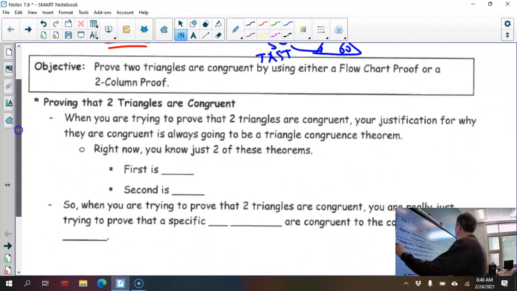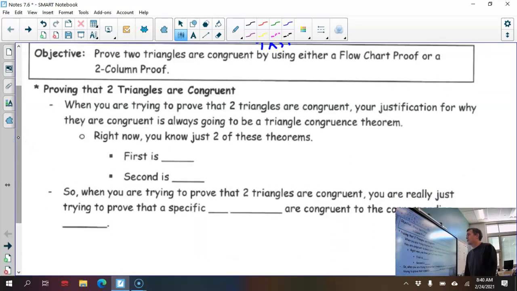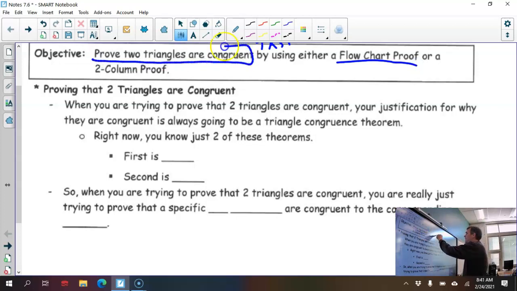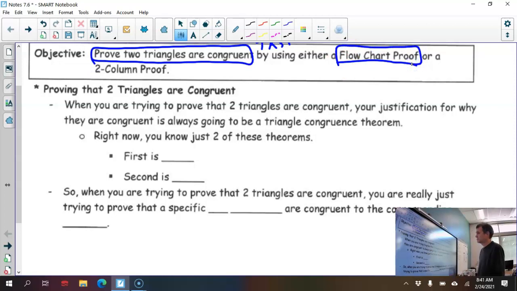All right, so today then, we are proving that two triangles are congruent by using either a flowchart proof or a two-column proof. So there's two new things here. The first new thing is proving two triangles are congruent. We haven't done that yet. And the second thing is learning to use a flowchart proof. I think that'll go well. So we're going to start here with proving that two triangles are congruent.